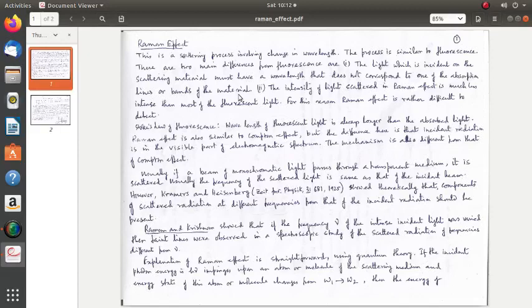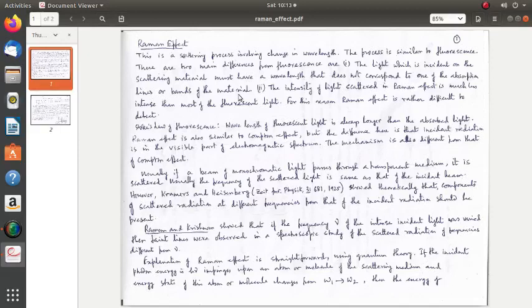the Raman effect. The intensity of light scattered in Raman effect is much less intense than those of fluorescent light. For this reason, Raman effect is rather difficult to detect. We know of the Stokes law of fluorescence, where the wavelength of the fluorescent light is always longer than the absorbed light. Raman effect is also similar to Compton effect, but the difference here is that the incident radiation is in the visible part of the electromagnetic spectrum. The mechanism is also different from that of the Compton effect.